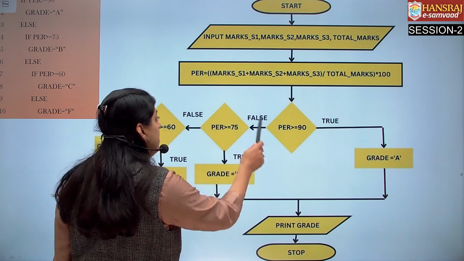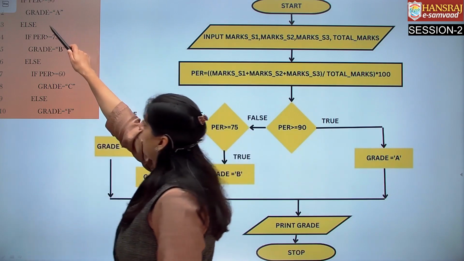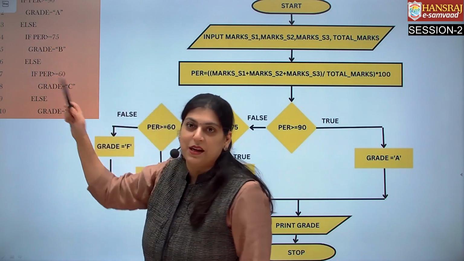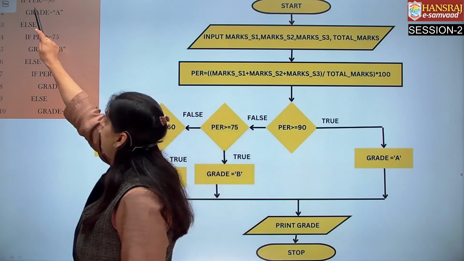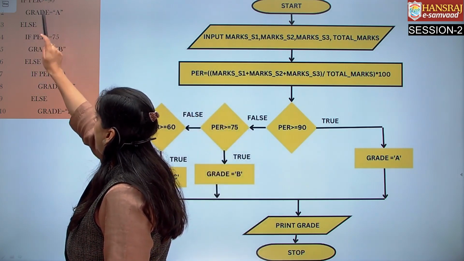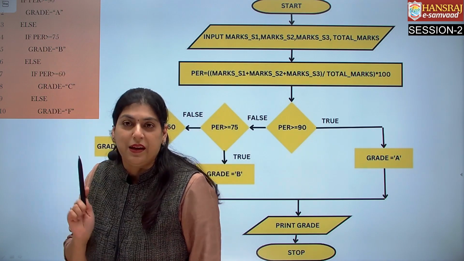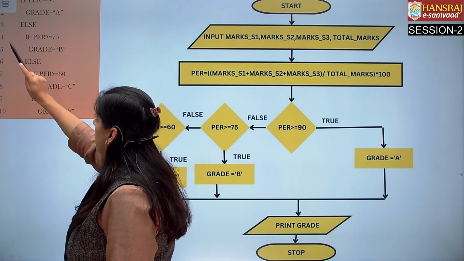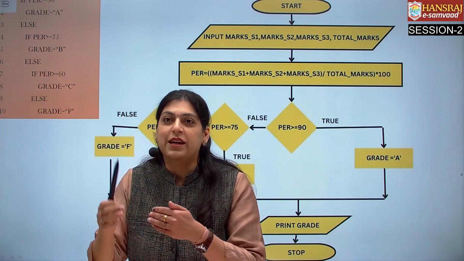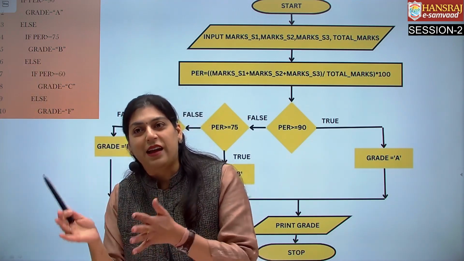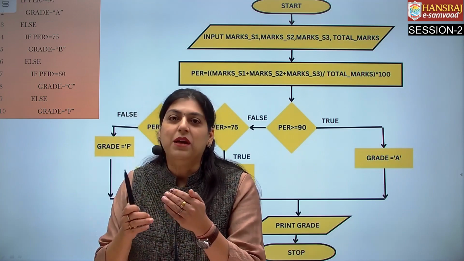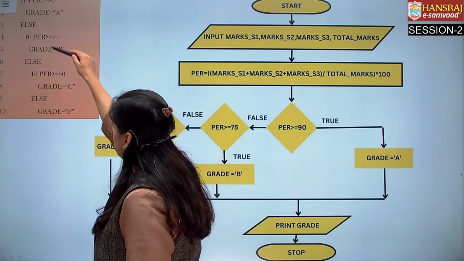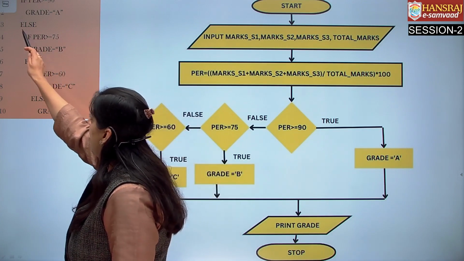Otherwise, what will be the condition? Just look here now. Else, now I have just reframed these if-else conditions. So if percentage is greater than or equal to 90, the grade assigned will be A. Else, why am I going to the else part now? Because I know if the percentage is less than 90, then it can be B, C or F grade. So all other conditions will be the else part.